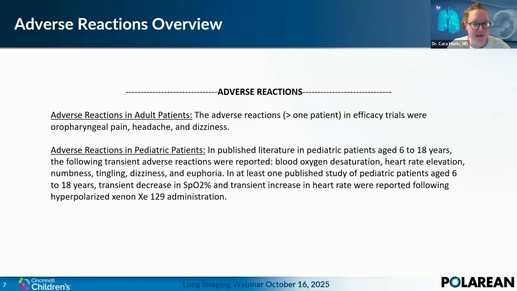You can see these adverse reactions also in the package insert. The main adverse reaction that we have seen, it's not really an adverse reaction. I would say the main side effect that we see is a little bit of tingliness and your voice changes. I think Dr. Woods will also go more into that. In the published literature, there are some data that support that there's a transient decrease in oxygen saturation. And so we do monitor pulse ox for all patients.